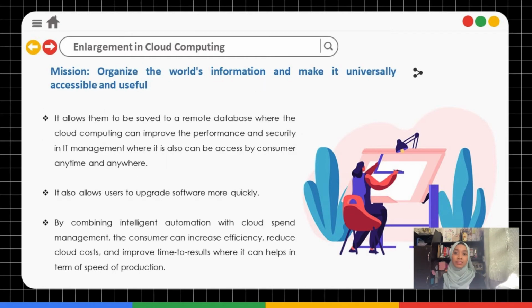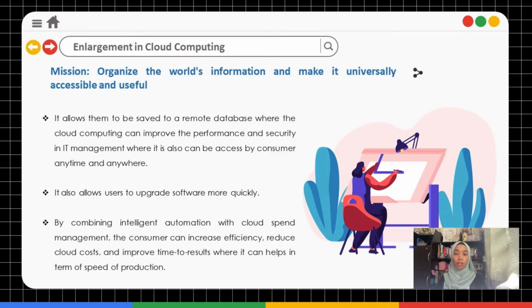The next point is enlargement in cloud computing. Alphabet Incorporated's mission is to organize the world's information and make it universally accessible and useful. Instead of storing files on proprietary hard drives or local storage devices, cloud-based storage allows them to be saved to a remote database. As long as an electronic device has internet access, it has access to data and software programs needed to run it. Cloud computing can improve the performance and security in IT management, where it also can be accessed by consumers anytime and anywhere.